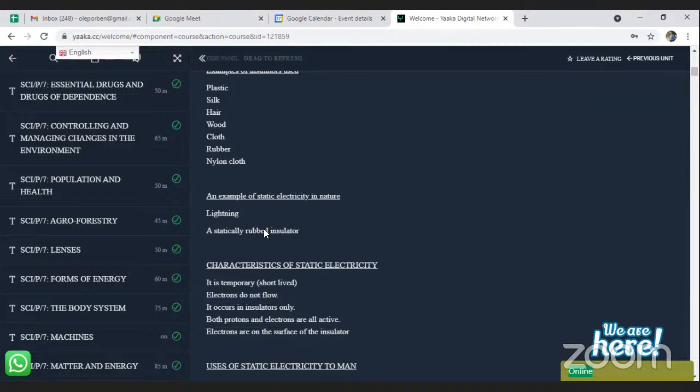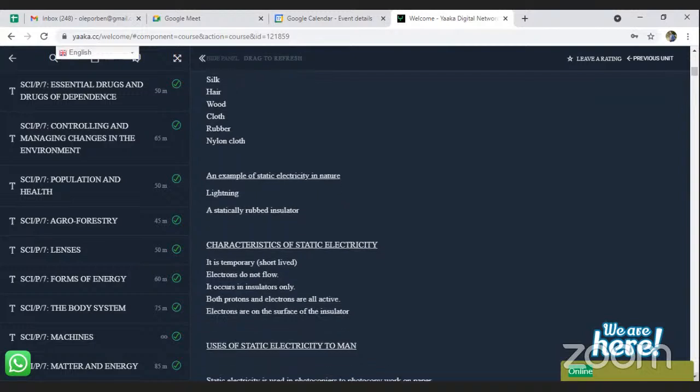So this one also we shall say statically charged insulator. Instead of rubbed insulator, we shall change this word to be charged insulator. I will have to go through that from the back end and change it. So that is what you need to know.